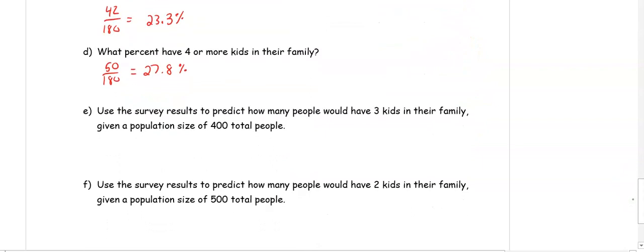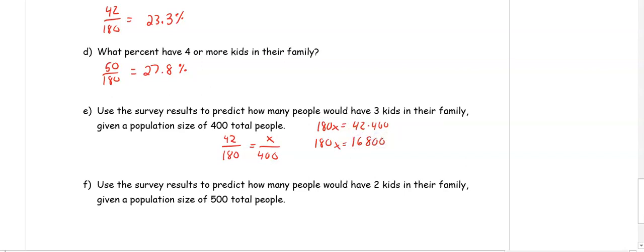Using the survey, predict how many people would have 3 kids in their family given the population size of 400. So we know that there were 42 out of 180 had 3 kids in the family. We want to know how many out of 400 would have that. So when we cross multiply, we get 180x is equal to 42 times 400. So 180x equal to 16,800.